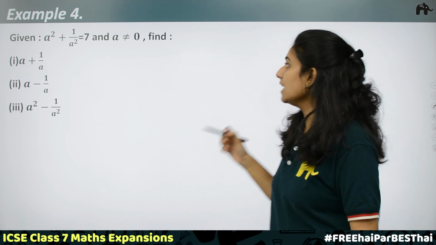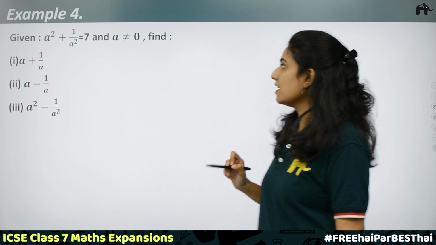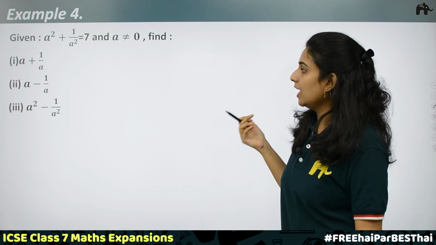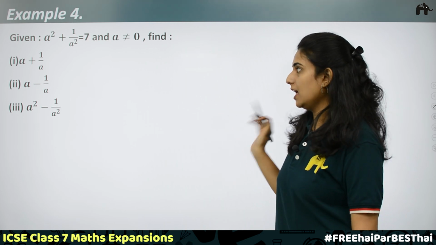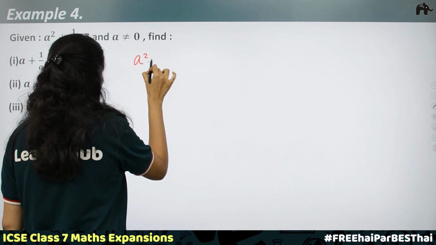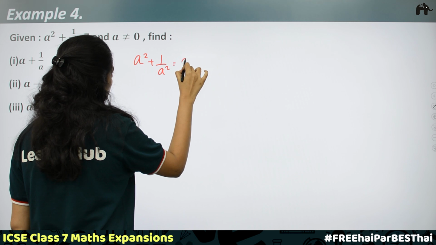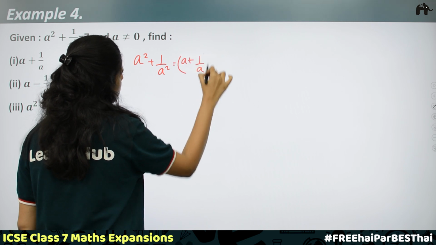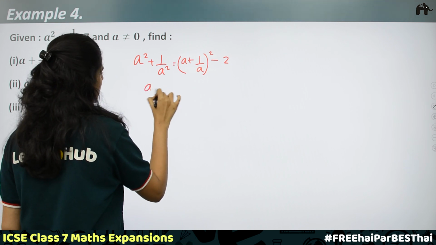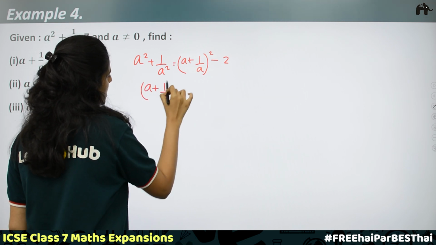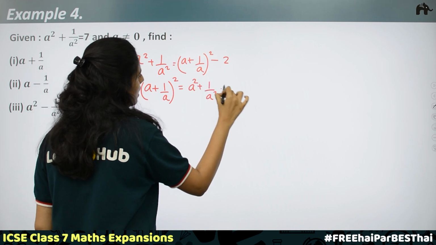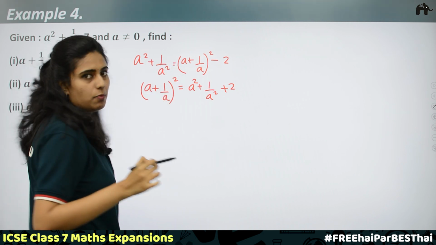Example 4: given a square plus 1 by a square is equal to 7 and a not equal to 0, find a plus 1 by a, a minus 1 by a, and a square minus 1 by a square. To get a plus 1 by a, we have a square plus 1 by a square is equal to (a plus 1 by a) whole square minus 2. Here we need to find what a plus 1 by a is. So (a plus 1 by a) whole square will be equal to a square plus 1 by a square plus 2, with minus 2 taken to the opposite side.